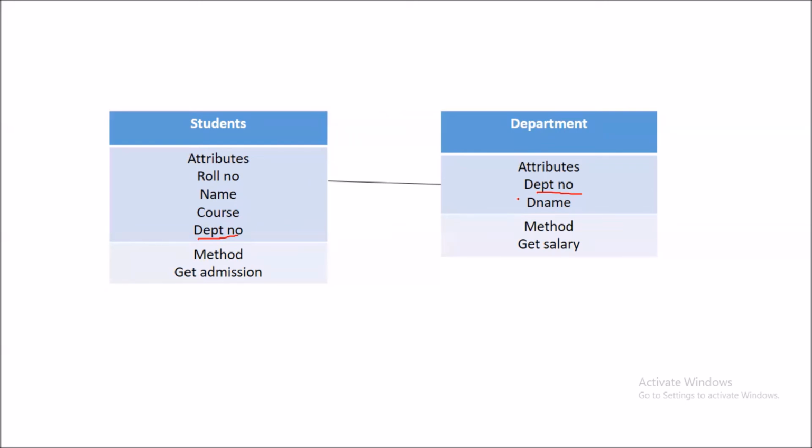In the object-oriented data model, data and relationship both are present in a single structure, which is called an object. Here student and department are objects, and the student attributes are roll number, name, course and department number. The department attributes are department number and department name, and these two objects are connected through a common attribute. So in student and department, the common attribute is department number.